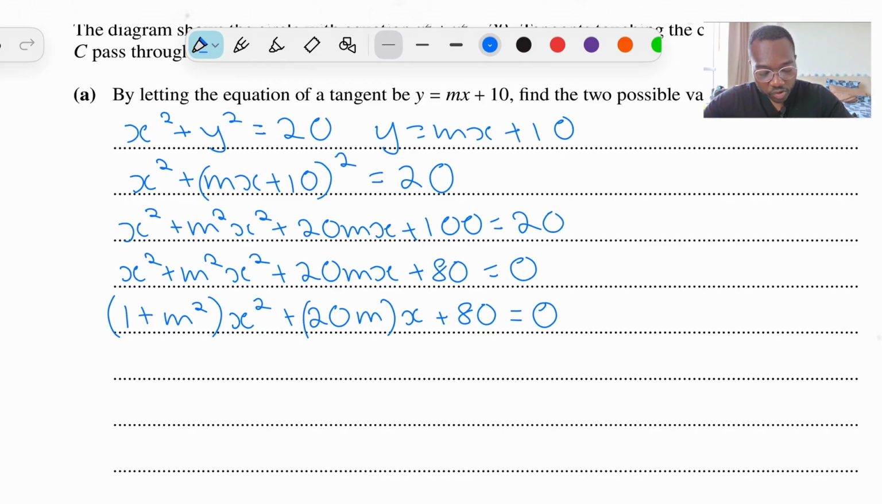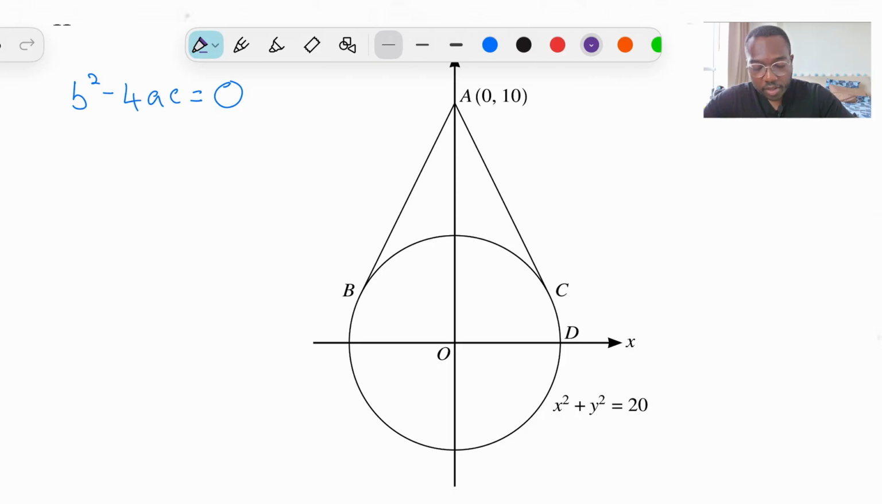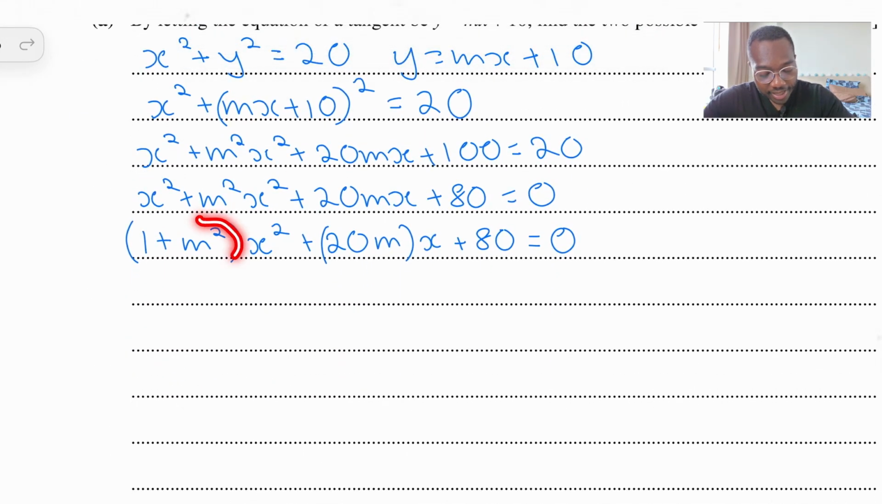So now we've got it in this quadratic form, and as I mentioned earlier, because each of those independent lines intersects the circle once. Now remember, be careful. These are two independent lines. They do not intersect the circle twice. Each of these lines only intersects at one point. So therefore, we can use b squared minus 4ac is equal to 0. And because we have an m squared, that is how we're going to get our two possible values.